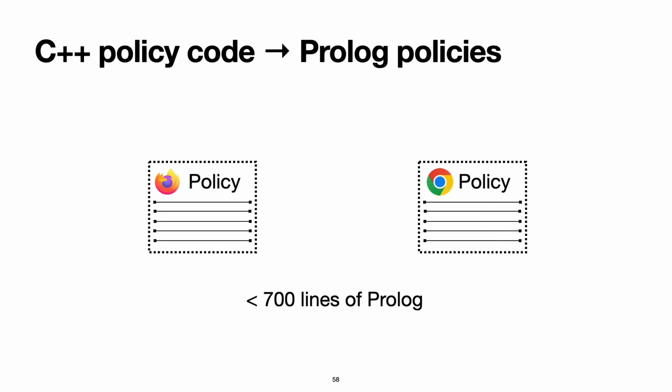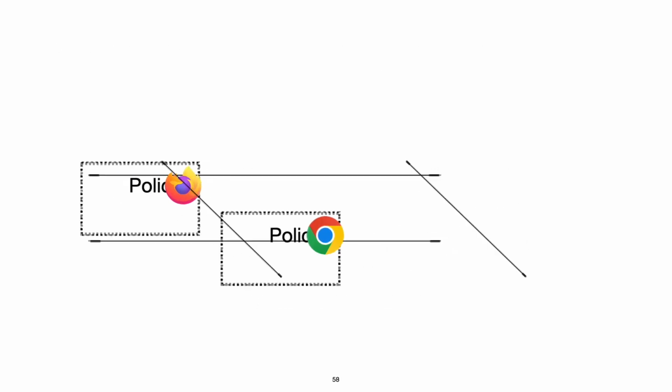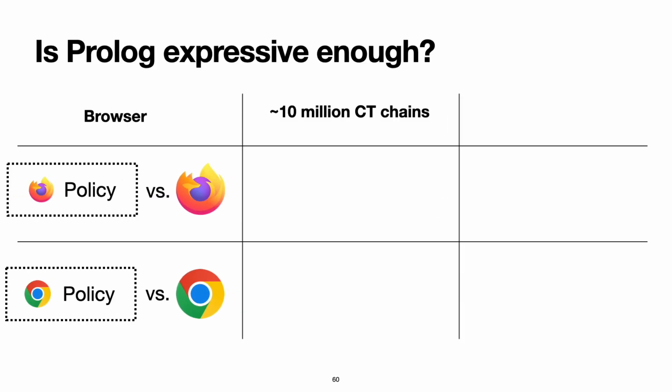To evaluate our prototype, we converted almost all of the C++ certificate validation code in native Firefox and Chrome into Hammurabi policies of less than 700 lines of Prolog each. We compare our converted policies, called Hammurabi Firefox and Hammurabi Chrome respectively, against the native implementations by validating 10 million certificate chains from certificate transparency logs in both Hammurabi and the native browsers to see if our Prolog code produces the same results. We find that the Hammurabi and native implementations agree on the validity of all 10 million certificates.